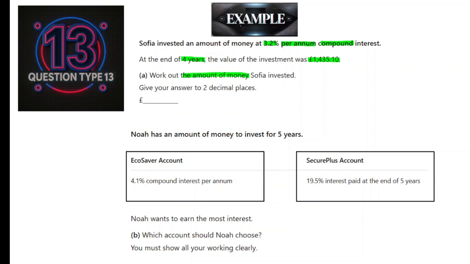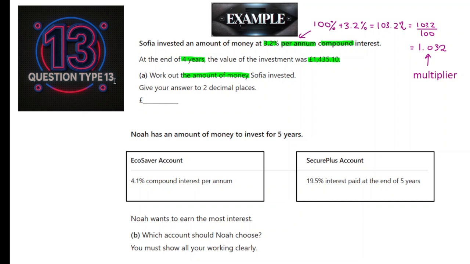For a question like this, we know the percentage, so we can work out the multiplier. To get the multiplier, what you need to do is 100% add 3.2%. 103.2% is 103.2 over 100 as a fraction. As a decimal, it's 1.032. Now this is our multiplier.